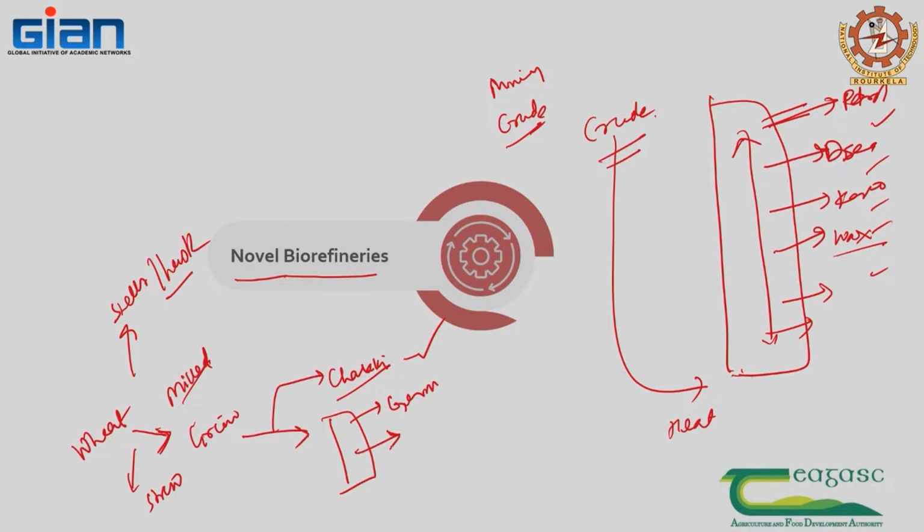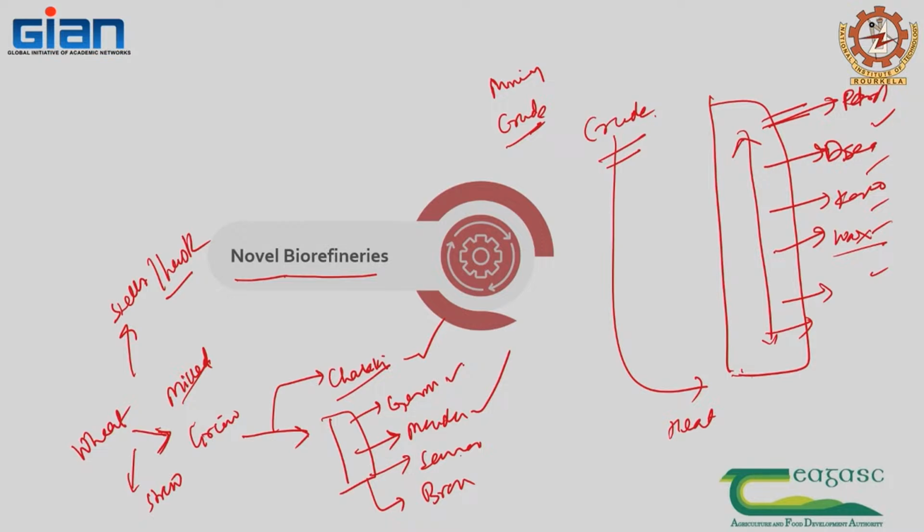What else? Maida or semolina. What is the difference between maida and semolina? Maida and semolina are the same thing, with different particle size. If semolina is ground into fine flour, it becomes your maida. And then you have bran. The same thing applies for rice. This goes for different types of products.